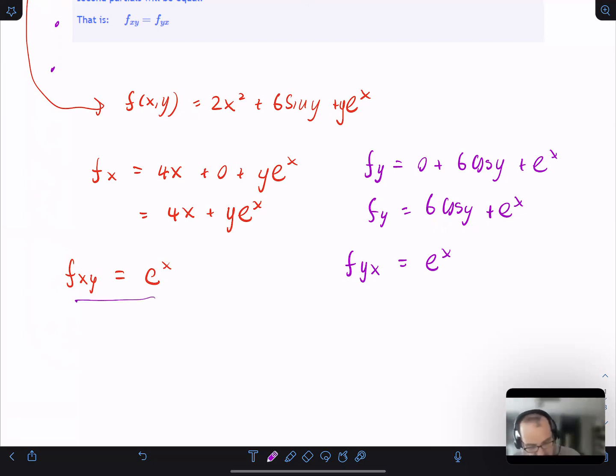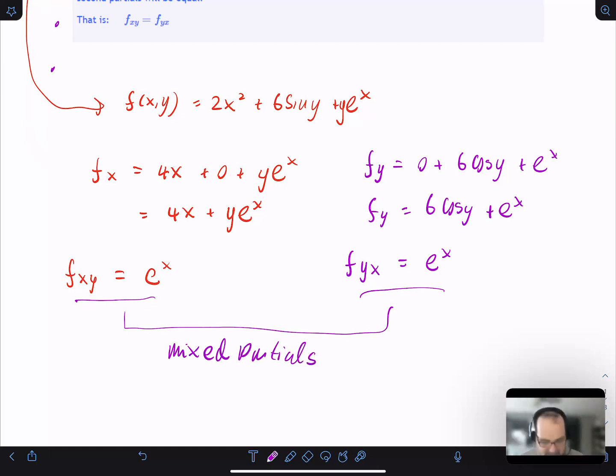The mixed partials, f of x sub y and f of y sub x. These are something we call the mixed partials. And what you might notice here is that our mixed partials are actually equal to each other. And this is actually not an accident.